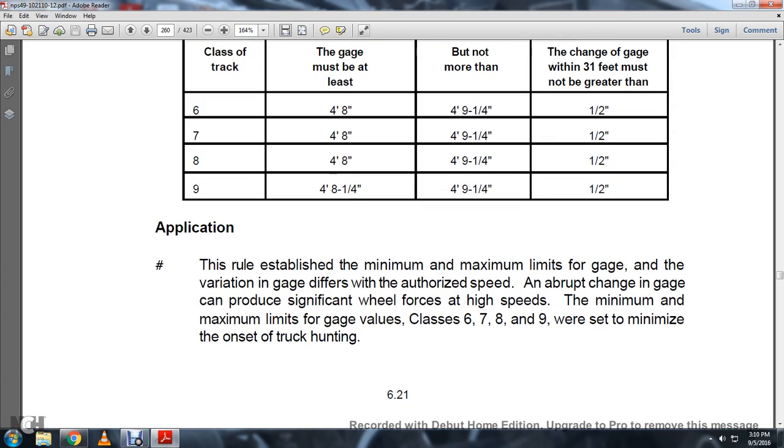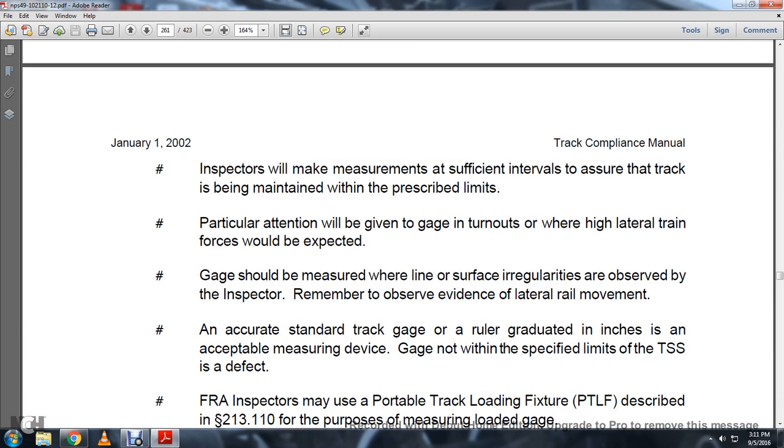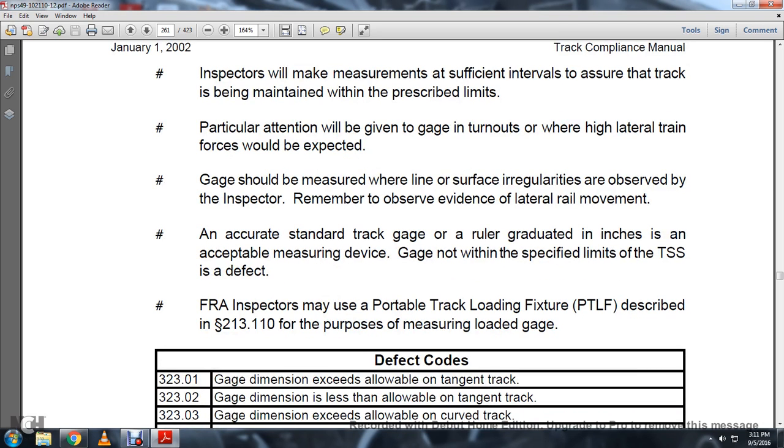The application of the rule establishes minimum and maximum limits of gauge and the variation of the rate of gauge change for the authorized speeds. An abrupt change of gauge produces significant wheel forces at speed. Minimum and maximum gauge values for Classes 6, 7, 8, and 9 were set to minimize the onset of truck hunting. Inspectors may measure the gauge at sufficient intervals to assure that the track is being maintained within the prescribed limits. Particular attention will be given to the gauge in turnouts, where high lateral train forces will be expected. Gauge should be measured where line and surface irregularities are observed by the inspector, remembering to observe evidence of lateral movement. The actual standard track gauge with the rule graduated in inches and acceptable measuring devices. Gauge not within the limits specified in the track safety standards is a defect.